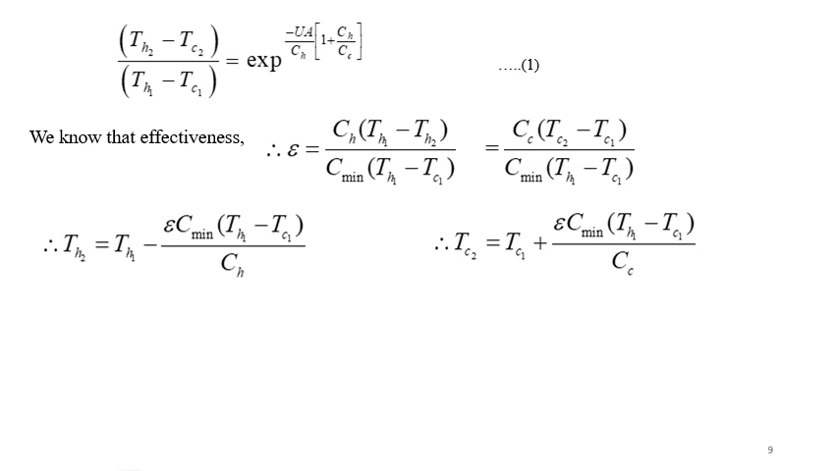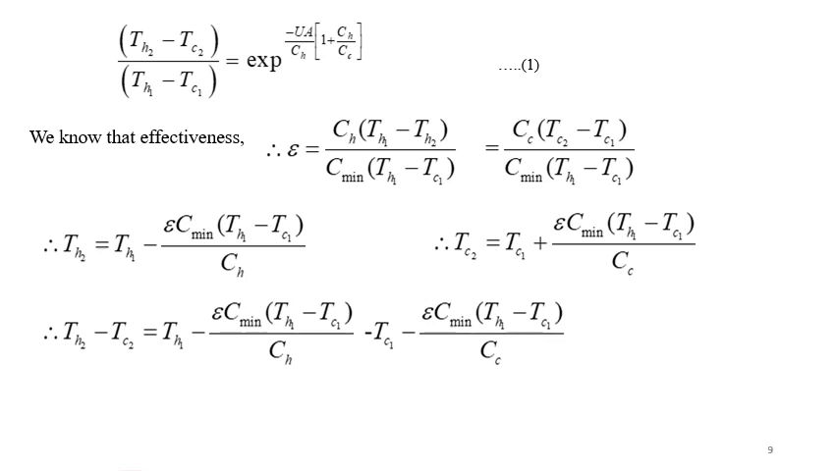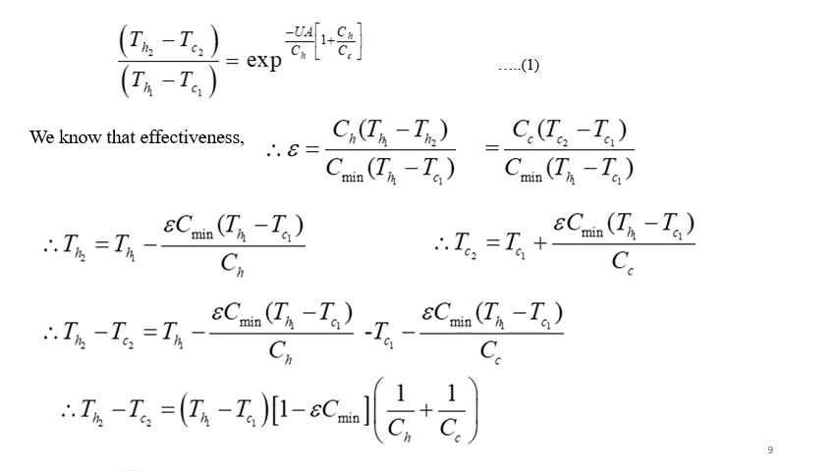Substituting this Th1, Th2 and Tc1 in equation 1, we can write: Th2 minus Tc2 is equal to Th1 minus effectiveness into C min into (Th1 minus Tc1) by Ch, minus Tc1 minus effectiveness into C min into (Th1 minus Tc1) divided by Cc. These are common terms, so we can take Th2 minus Tc2 is equal to (Th1 minus Tc1) into (1 minus effectiveness into C min into (1 by Ch plus 1 by Cc)).